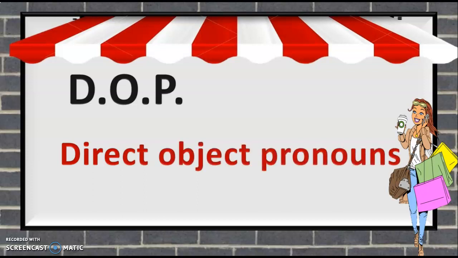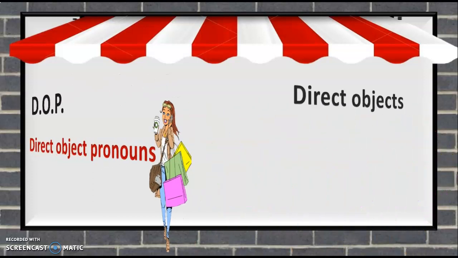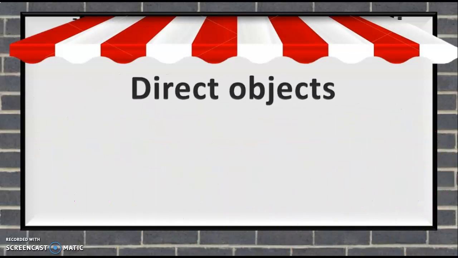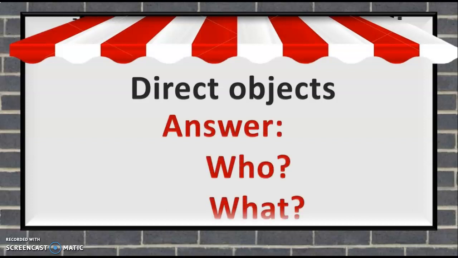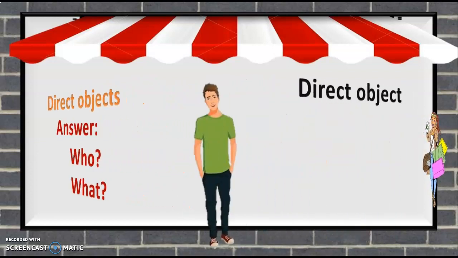Today we're going to talk about direct object pronouns. We abbreviate them DOP, direct object pronouns. Before we jump into the Spanish, let's talk about this in English. Direct objects answer the question who or what. Let's look at an example answering the question who.